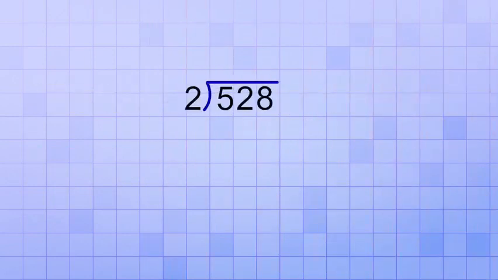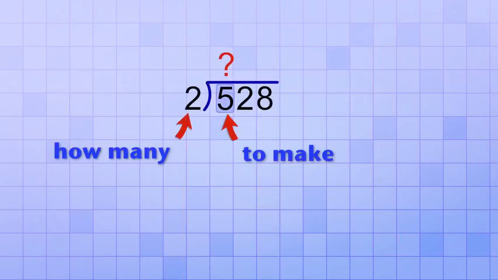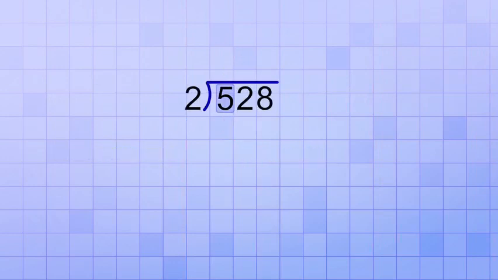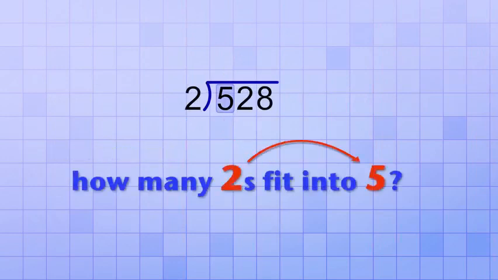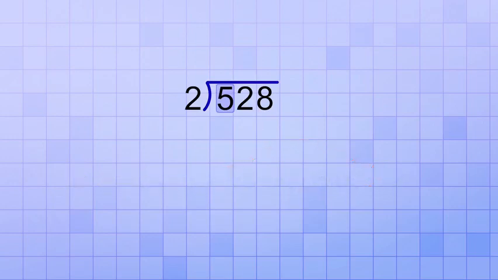To solve this first problem, we start by asking, how many 2's does it take to make 5 or almost 5? Or you can think of it as how many 2's will fit into 5. And it's easy to see that the answer is 2. So we put a 2 as the first digit of our answer. Then we multiply 2 times 2, which is 4, and we subtract that 4 from the 5, which leaves us a remainder of 1.